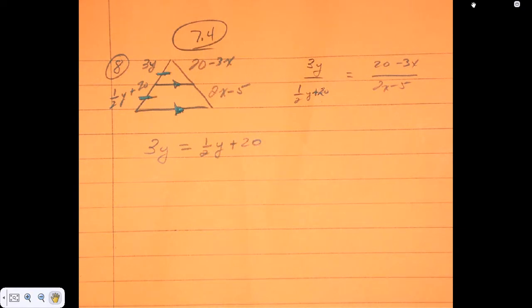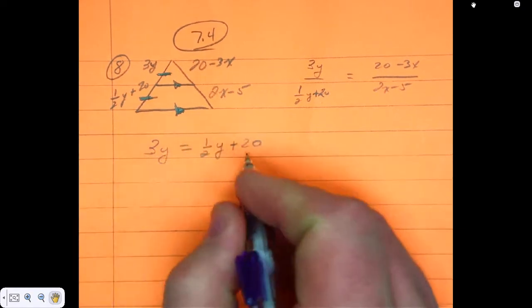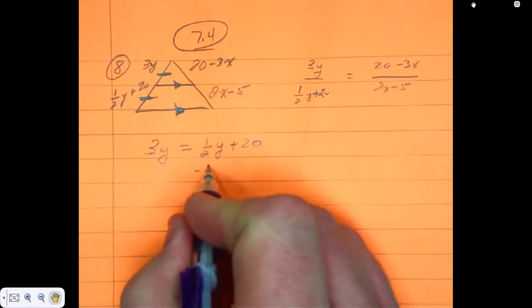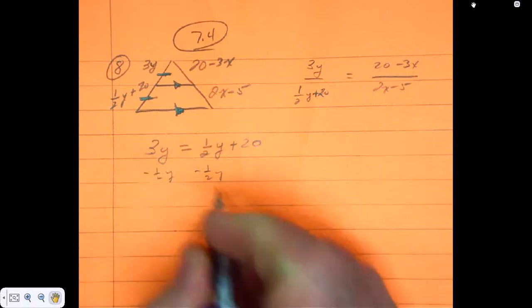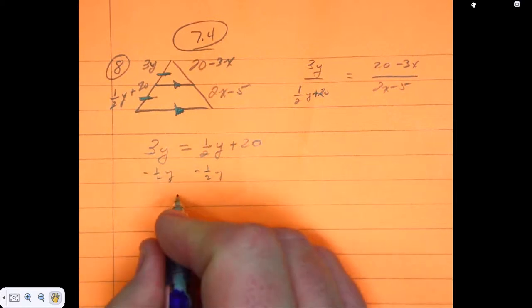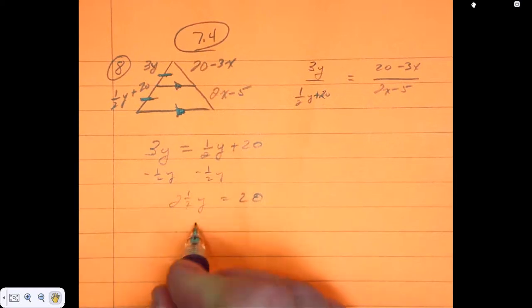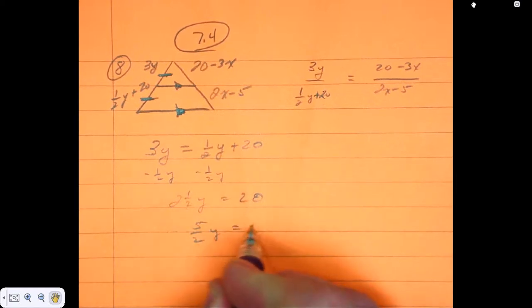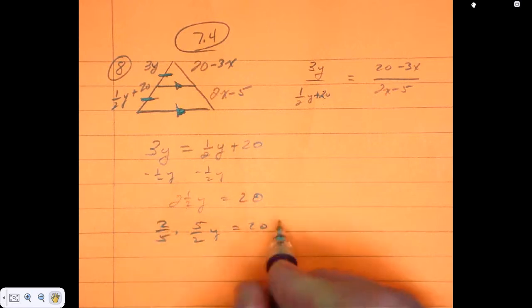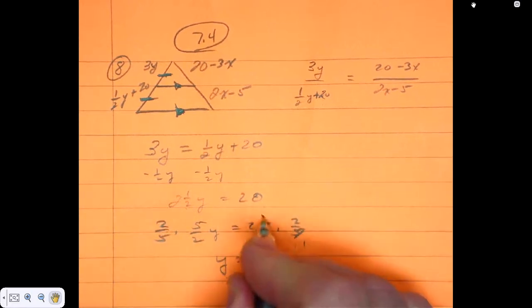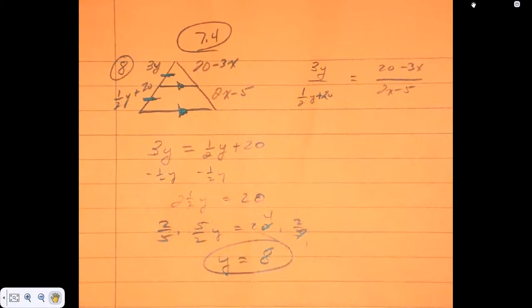Absolutely. So, subtract 1/2 y, and I get what, 2.5 y? Well, I need to change that to what? 5 over 2 y is equal to 20. Multiply both sides by the reciprocal. Y is equal to 8. Now, what does the problem ask for? X and Y? Okay.